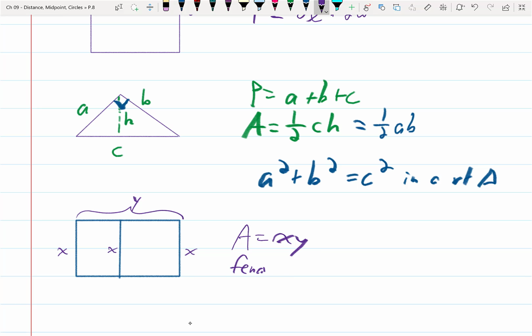But you always have this question about fencing. It's kind of like perimeter, but it's not the same. It's the perimeter of what you could draw. And 3 x's and 2 y's.